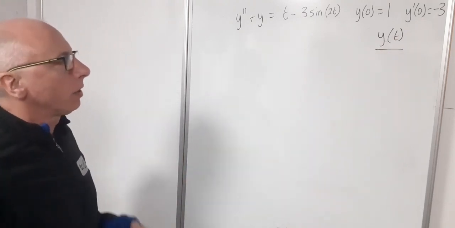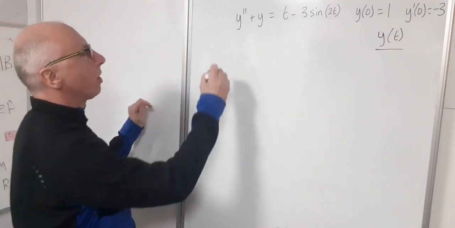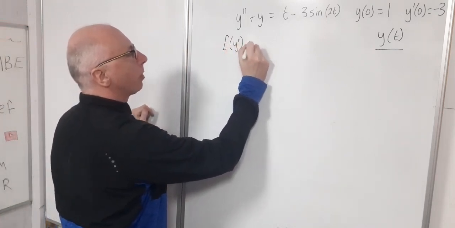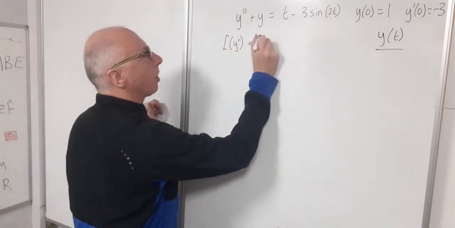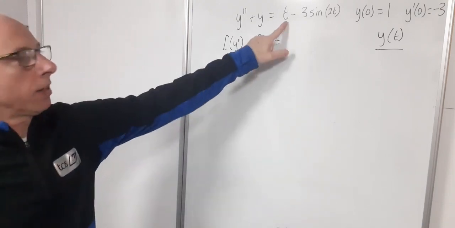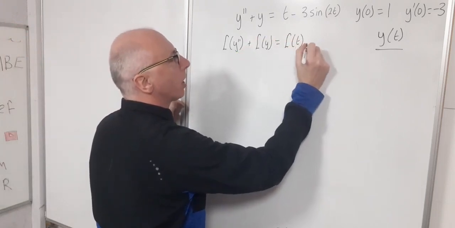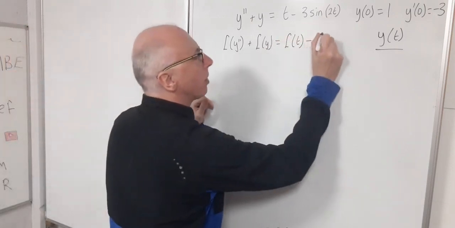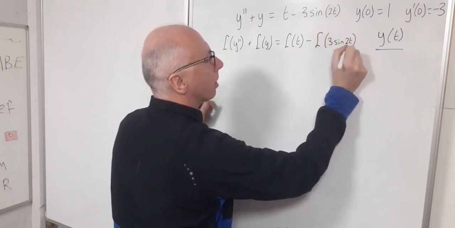Okay, so first of all I need to do the Laplace transform of all of these terms. So I need the Laplace transform of y double prime plus y, so that will just stay as it is, so Laplace of y, and then we need the Laplace transform of t, so the Laplace transform of t minus the Laplace transform of all of that, so the Laplace transform of 3 sine 2t.